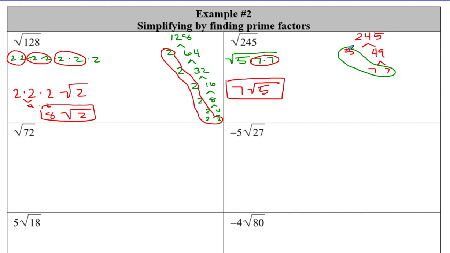Okay, and if you wanted to do this with the method we showed in example 1, we can ask ourselves, well, 245 divided by what perfect square gives me a whole number, not a fraction, or not a decimal rather. We would have found that 49 times 5 is what gives us 245.